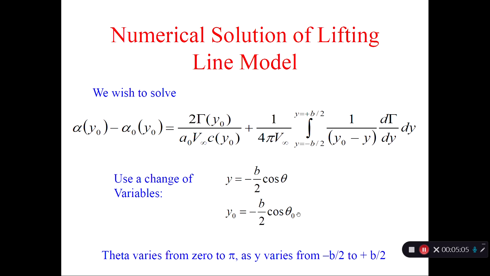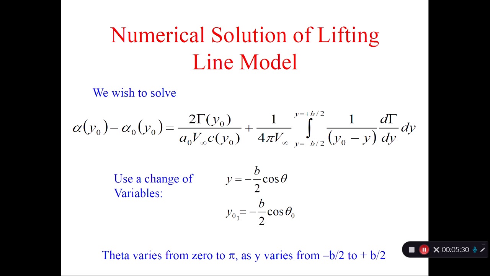If you put theta equal to pi, cosine of pi is minus 1. You already have a minus here, so it will become plus b over 2. So pi is the wingtip to the pilot's right side. How about right where the pilot is sitting? There theta naught would be pi over 2. So cosine of 90 degrees is 0. Therefore y naught is 0.